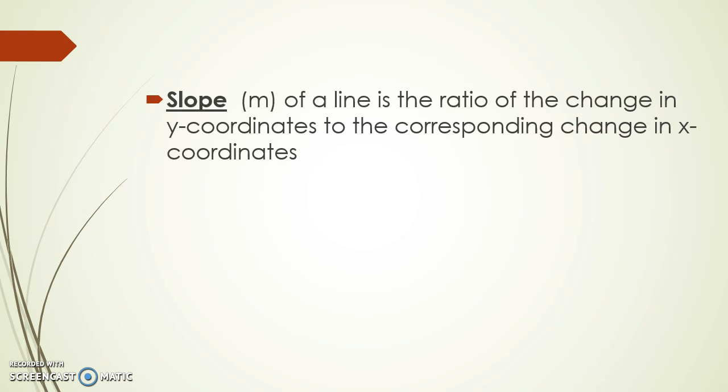So today we're going to be talking a little bit about slope. Slope is represented in formulas as the letter M. The slope of a line is the ratio of change in y coordinates to the corresponding change in x coordinates. So this can also be called the rate of change.